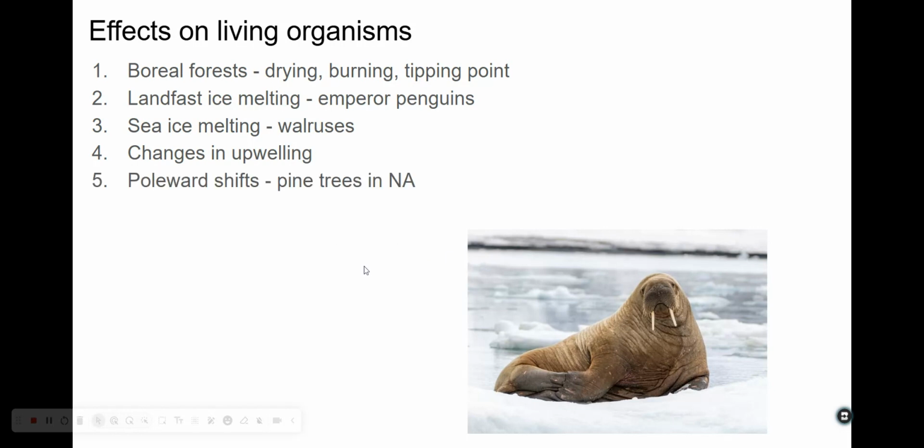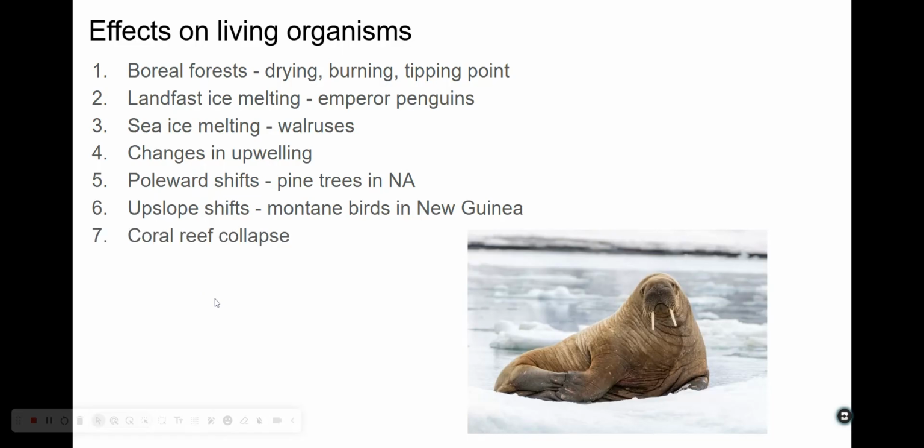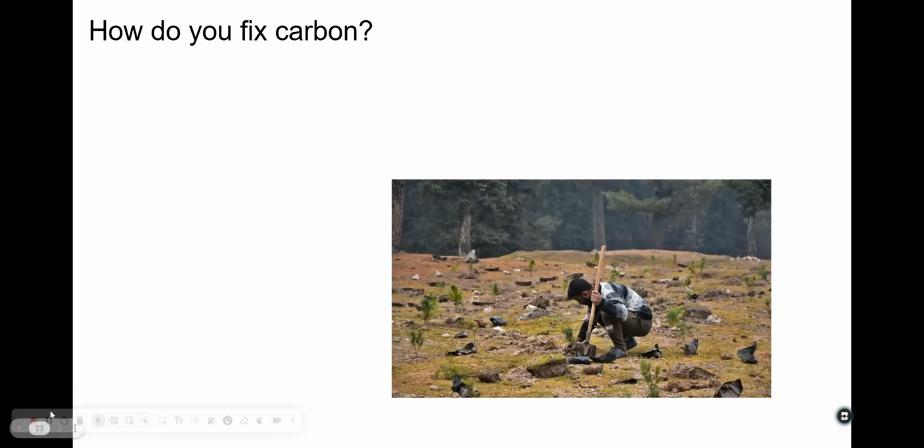We have our poleward shifts, so things are moving northward in North America, so they're moving towards the North Pole. And these would be like our pine trees in North America. And then we have our upslope shifts, which is like the montane birds in New Guinea, which are being driven up mountains. As it heats up, the climate is getting hotter and hotter, so they're moving up mountains to try and avoid it. And then coral reefs are also collapsing.